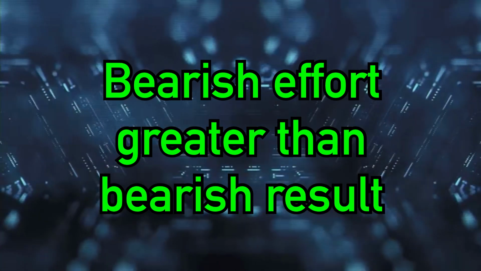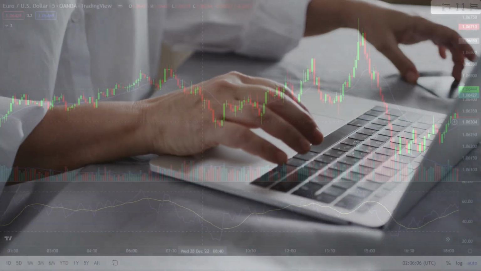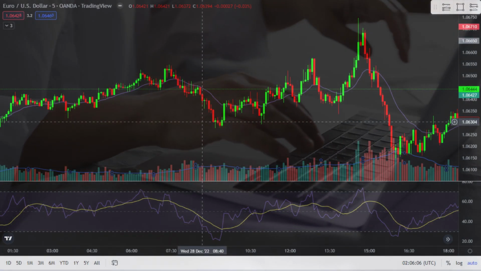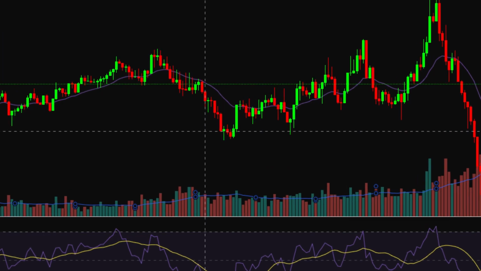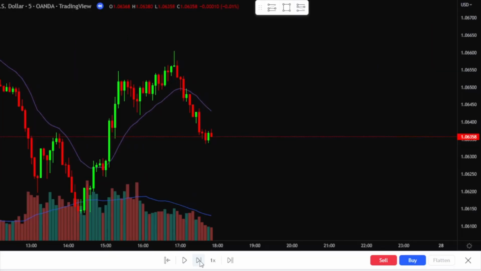Bearish effort greater than bearish result. The spread of a bearish candle is lower than the previous candle spread, but in contrast its volume is actually higher than the previous candle's volume. The divergence between price and volume again signifies that the market will reverse soon.